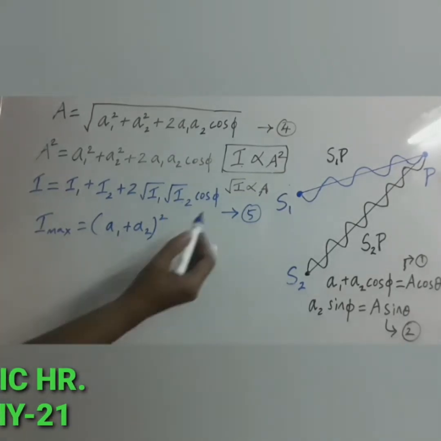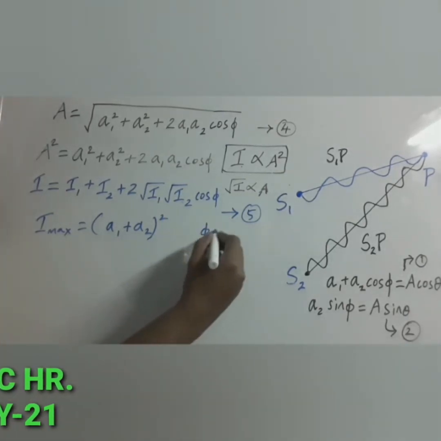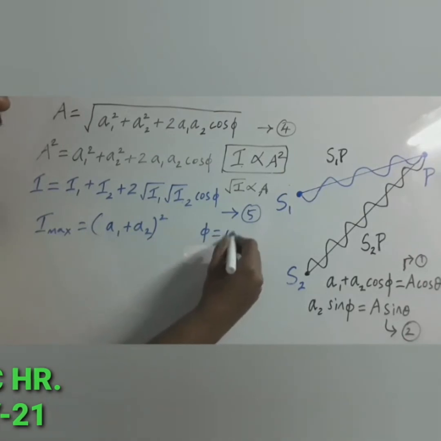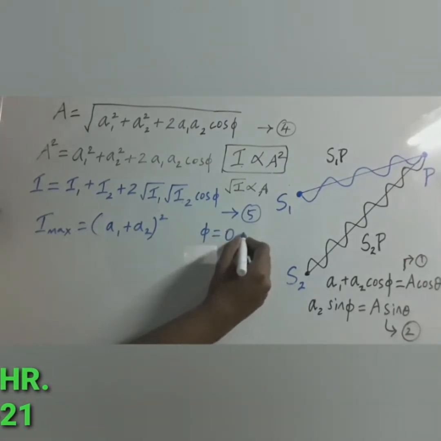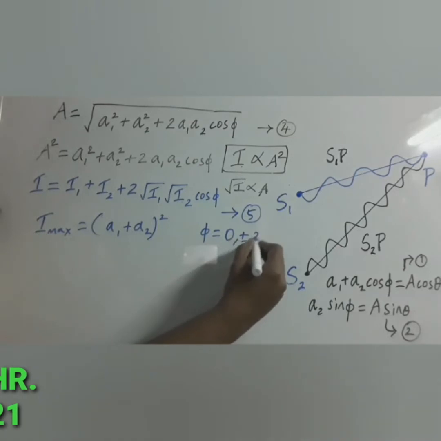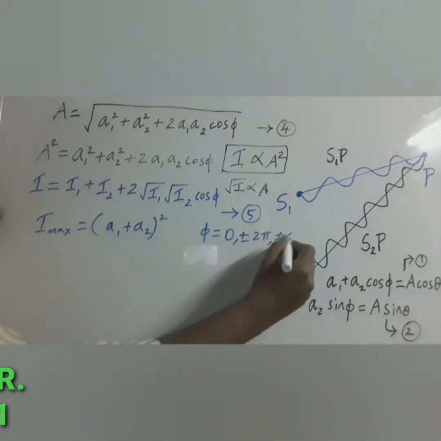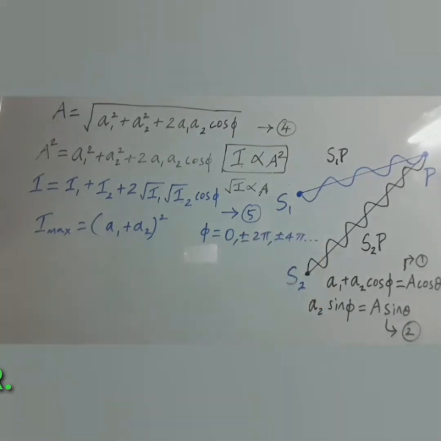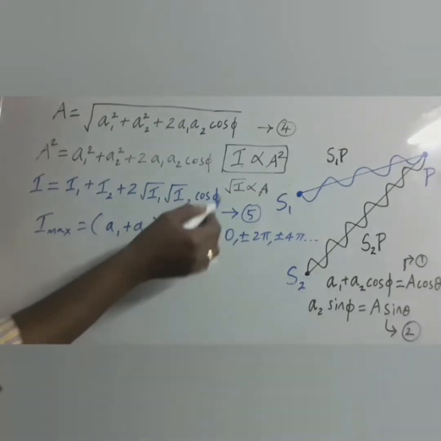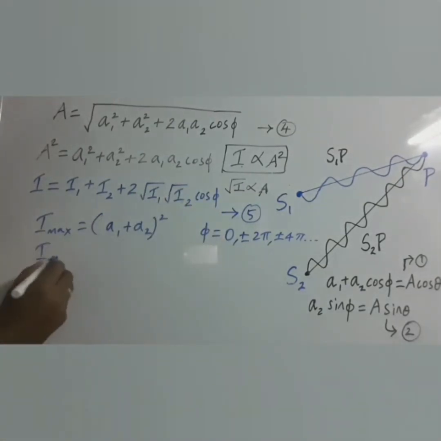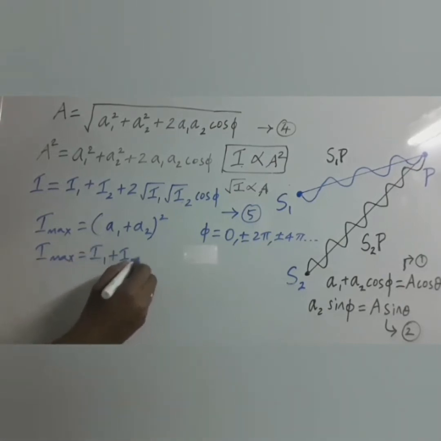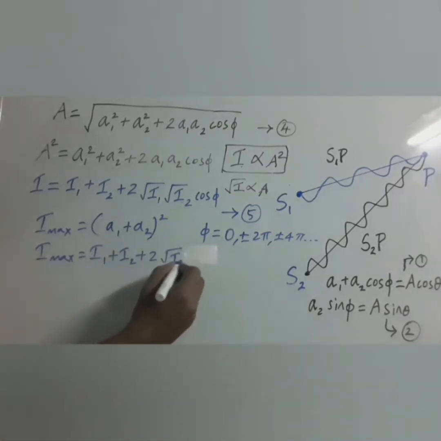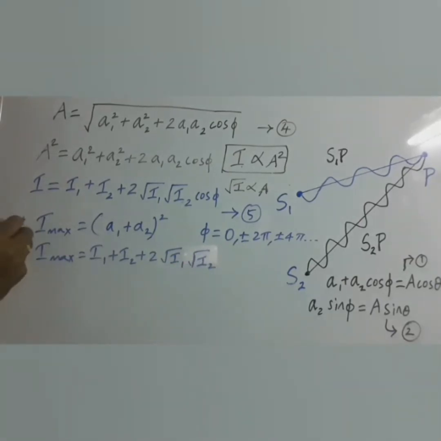You can substitute the condition for the constructive interference. The phase difference should be equal to 0, plus or minus 2 pi, plus or minus 4 pi and so on. Here you are going to apply, that cos phi will be equal to 1. Then what about the intensity? I max is equal to I1 plus I2 plus 2 root of I1 root of I2. So this is for maximum intensity.